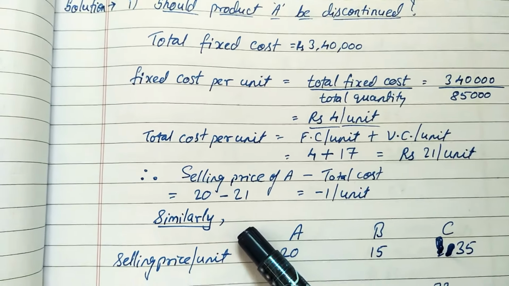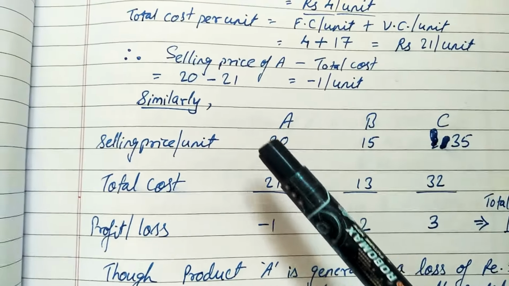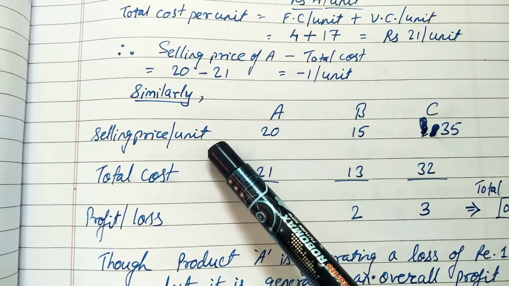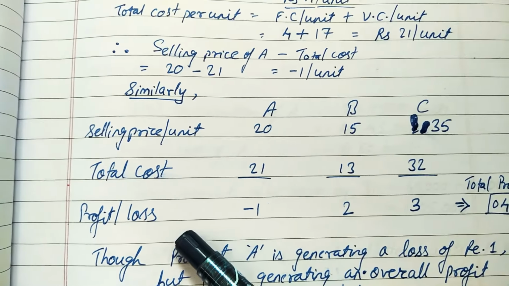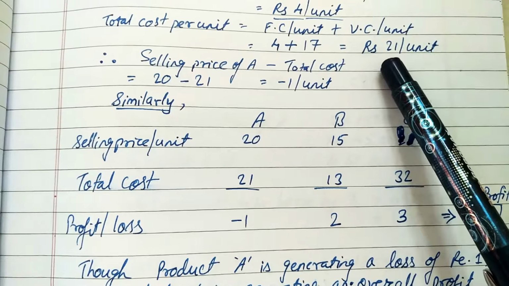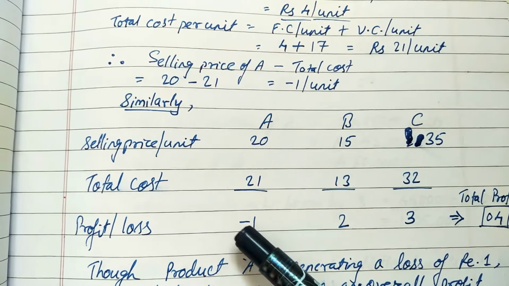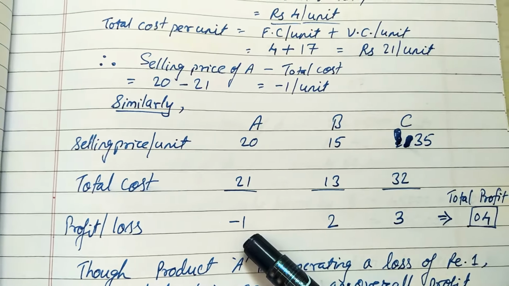Similarly, if we do similar calculations for all three products, now here we can see selling price per unit, total cost and profit or loss. For A, selling price was 20, however the total cost we have calculated as 21. So 20 minus 21 comes as minus 1. That means there is a loss of 1 rupee per unit.